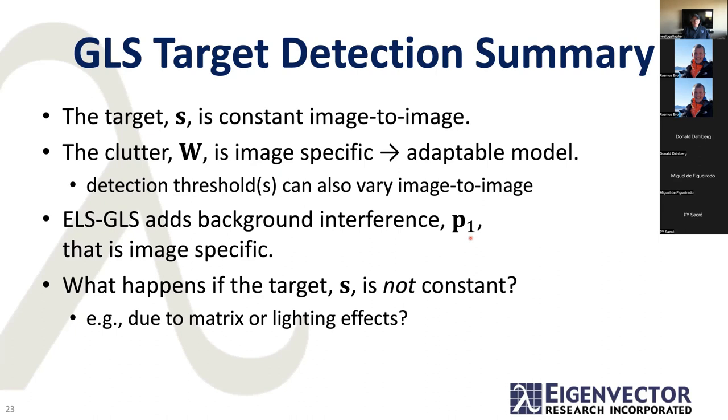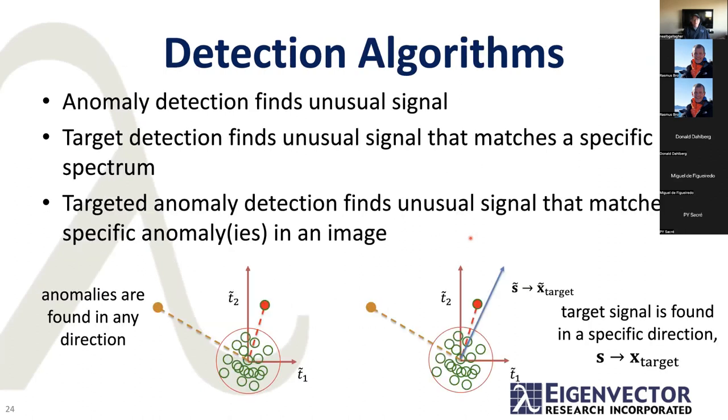But what happens if the target is not constant image to image? Let's say that I've got a library spectrum that is affected by the matrix itself. You know, it's in the wheat gluten, the wheat gluten bonds to it or does something weird, causes the target spectrum to move around. So what if that's not constant? Well, if I make detections using my target approach, I can find anomalies, I can find my targets.